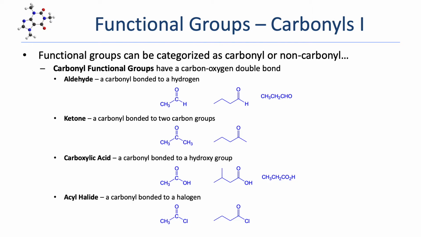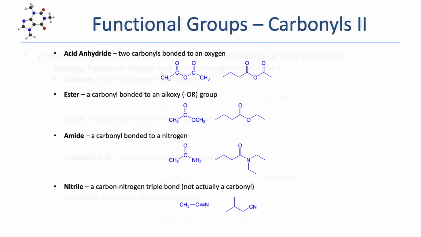Next, we've got acyl halides. These are carbonyls that have a halogen attached to the carbonyl carbon. And again, just a couple of quick examples, a Kekulé structure and a skeletal structure. The next functional group is a little bit of a weird one. Acid anhydrides. These are actually two carbonyls that are attached to a central oxygen atom. So here I've got a couple of examples. Again, a Kekulé structure where you can see the two carbonyls attached to one oxygen and then a skeletal structure as well.